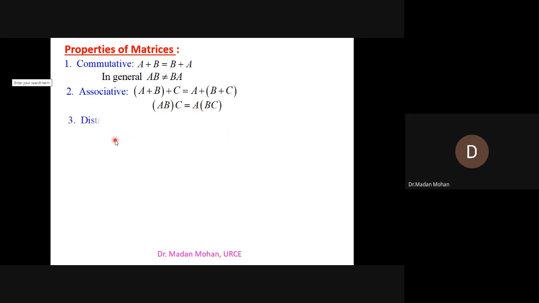Next, distributive. Means we are distributing A into B plus C. A is distributing within this bracket, at B and also at C. AB plus AC. It is also right. In particular, we call it left distributive. Multiplication is distributed over addition. Similarly, it is right distributive: A plus B into C equals AC plus BC. Therefore, both left distributive and right distributive are correct. Next.